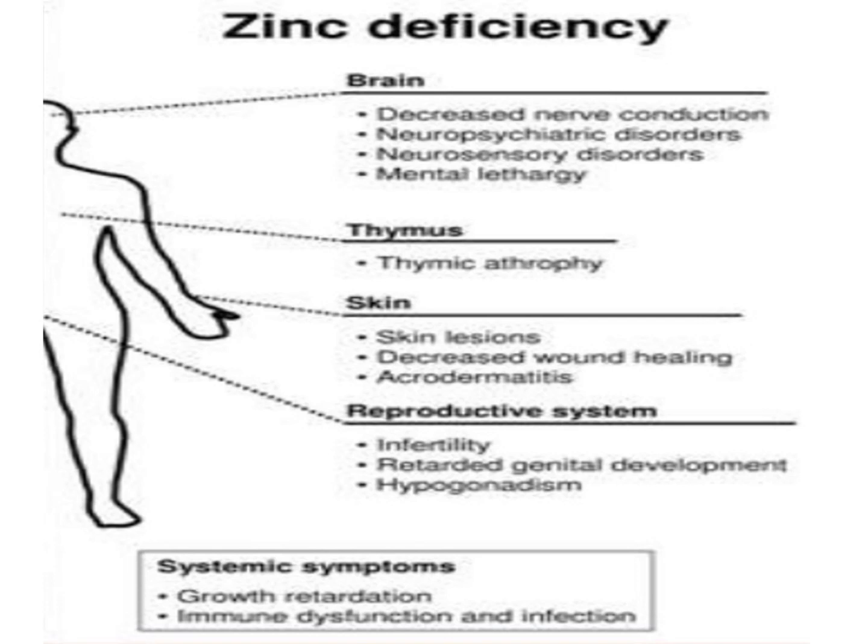As far as the reproductive system is concerned, especially in males, it will be responsible for male infertility. There will be retarded genital development. There will be testicular atrophy. There will be hypogonadism. And as far as the systemic symptoms are concerned, there will be overall growth retardation. Immunity will be compromised, and the individual will be highly susceptible to any kind of infection.